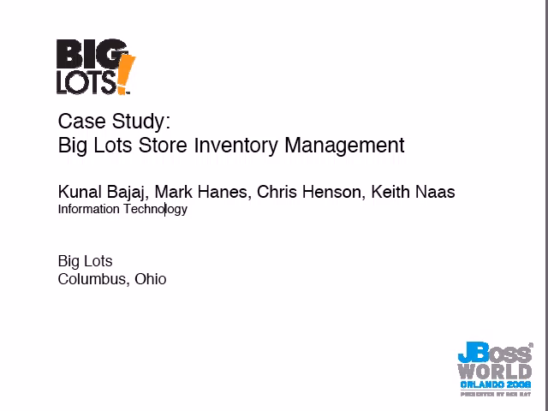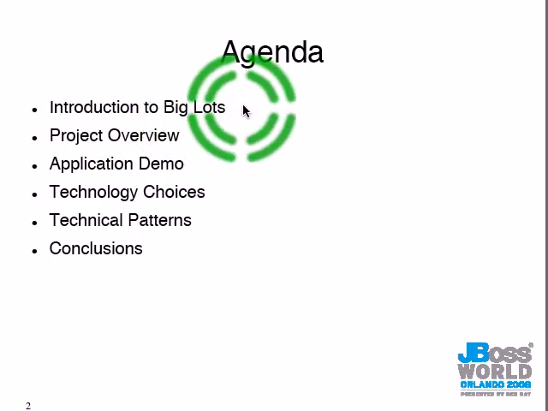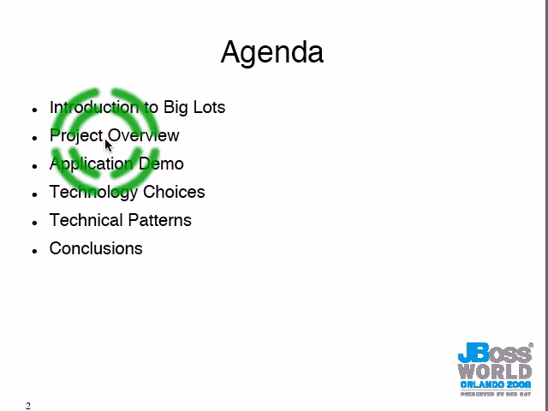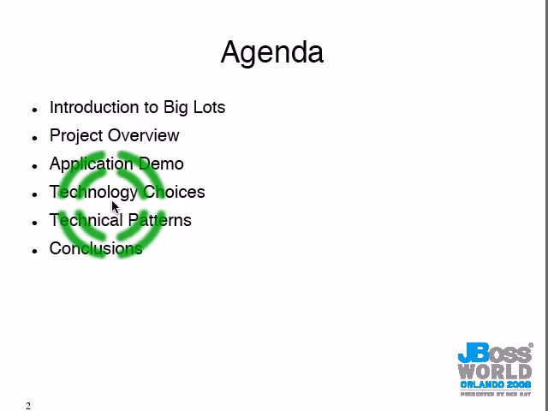Real quick, here's our overall plan. We're going to give you a quick introduction to BigLots, who we are, what we do. It does play a role in some of the technical design decisions we had to make for the application. We're then going to talk a little bit more about the project itself, some of the constraints. We're going to give you a quick demo, hopefully, if everything goes well. Demo is always a little risky. We'll talk through some of the technical choices we've made along the way. And then we're going to spend most of our time discussing some of the technical patterns we came up with as we were going through the development on the project.